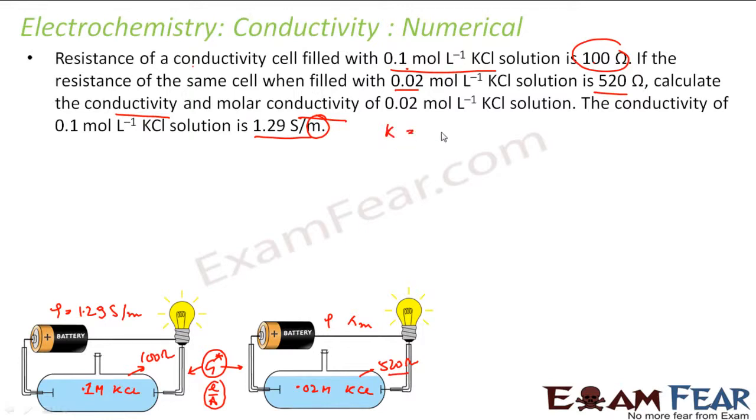Sorry, resistance is nothing but rho L by A. Correct? It's nothing but 1 by conductivity into L by A. And that is nothing but 1 by conductivity into G star, because G star is nothing but the cell constant L by A. Correct? So I know this relation, these all are the same actually, right? Or I can also say rho into G star. This is one formula.